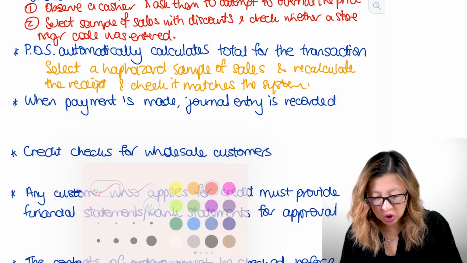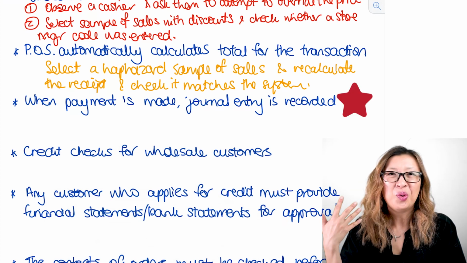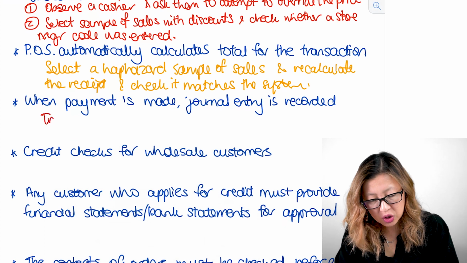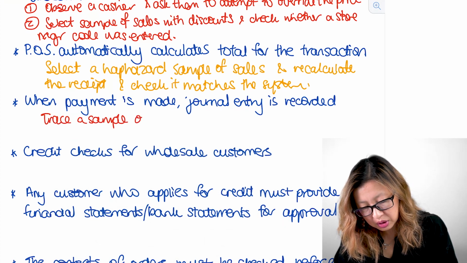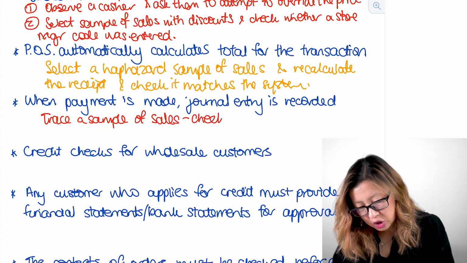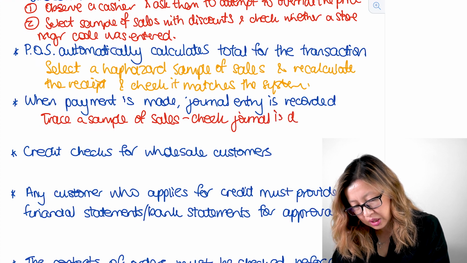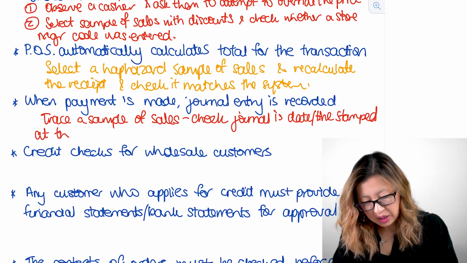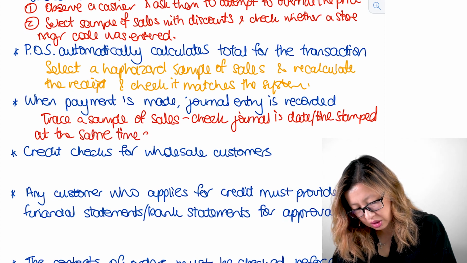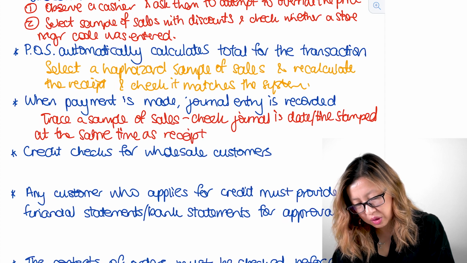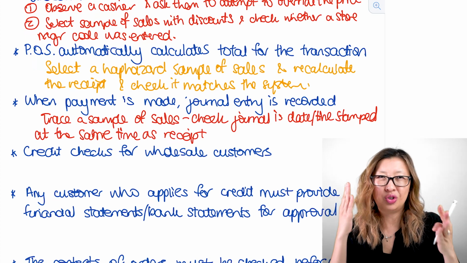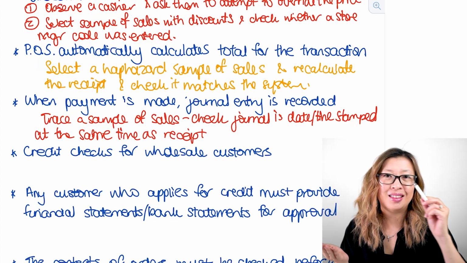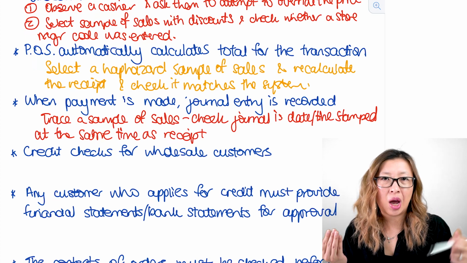All right, next one. When a payment is made, a journal entry is recorded. So what we need to do there is we can trace or we can vouch. So we can trace a sample of sales, check the journal is dated or date time stamped at the same time as the receipt. So I've started with the receipt and I moved forward to the journal entry and I made sure that those two transactions are recorded at the same time. You could also vouch. So you could start with the journal and match back to see that the sales receipt is date and time stamped at exactly the same time.